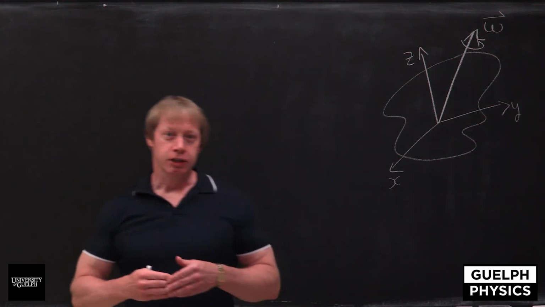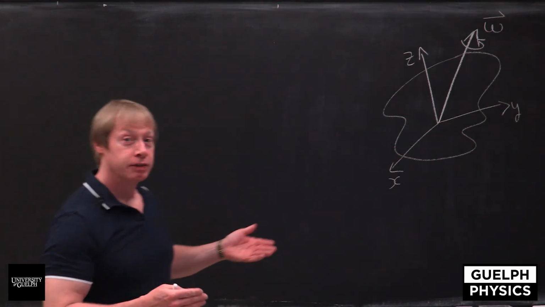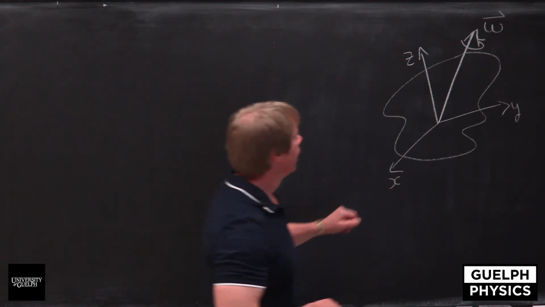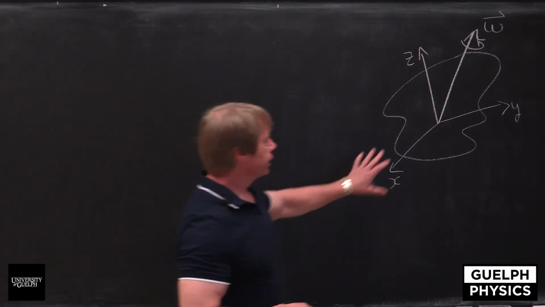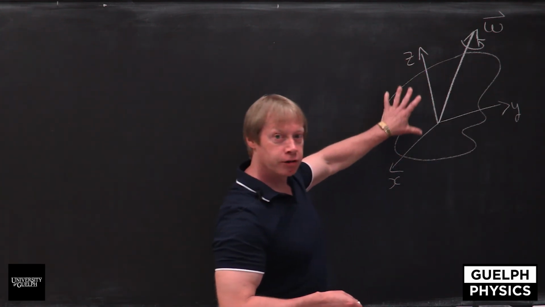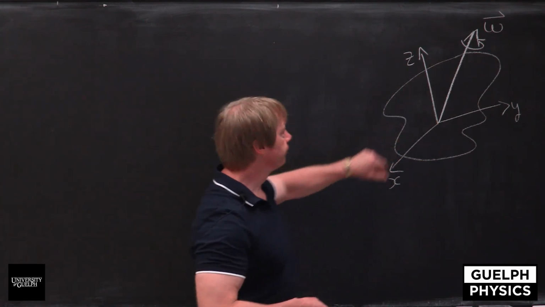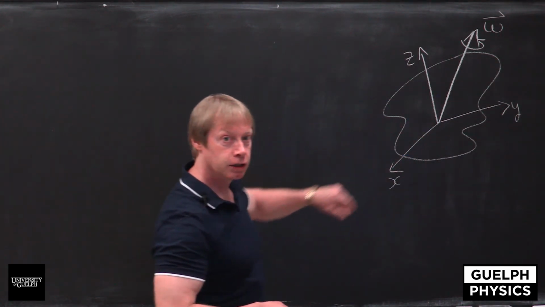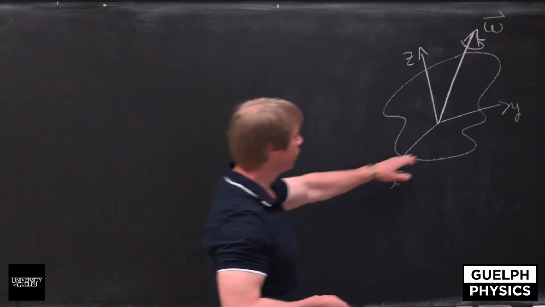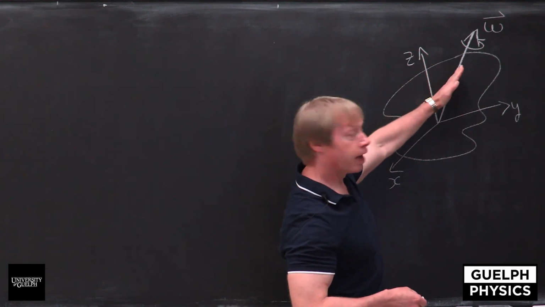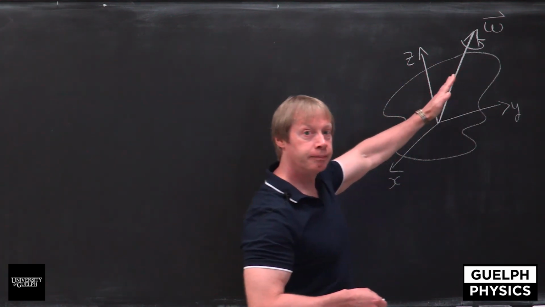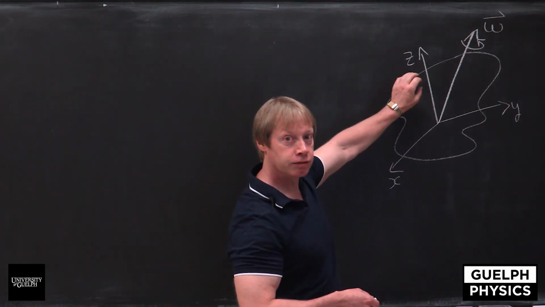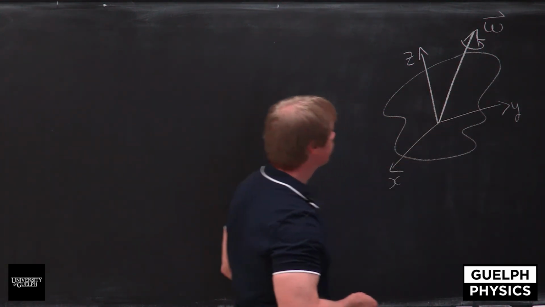So we're going to continue looking at moments of inertia of rigid bodies today. And what we're going to start with is some arbitrary shaped object. And what I've drawn here is a set of coordinate axes, x, y, z. And I have some arbitrary rotation axis. So this is the rotation vector omega.